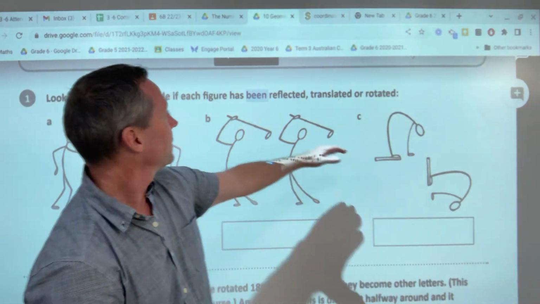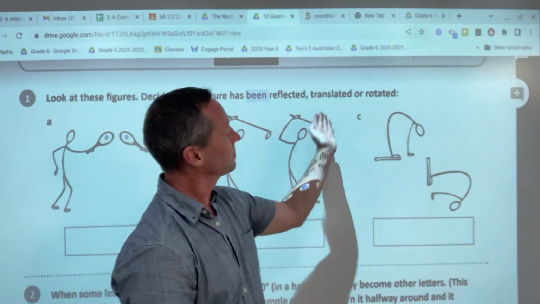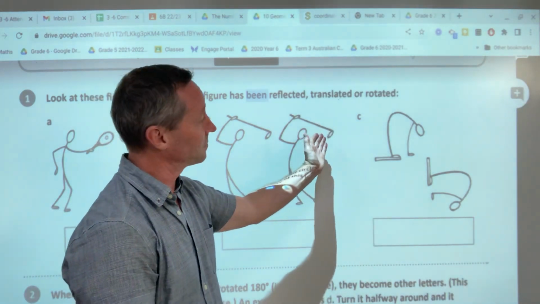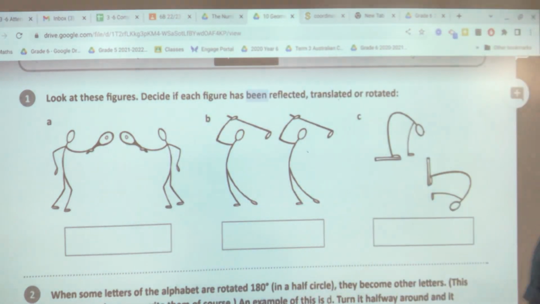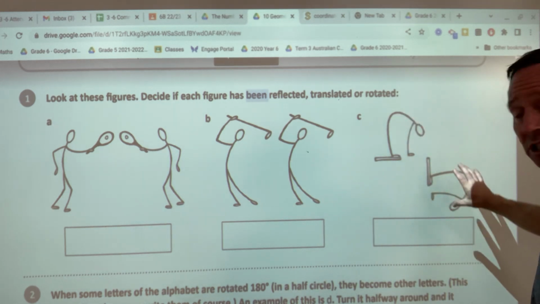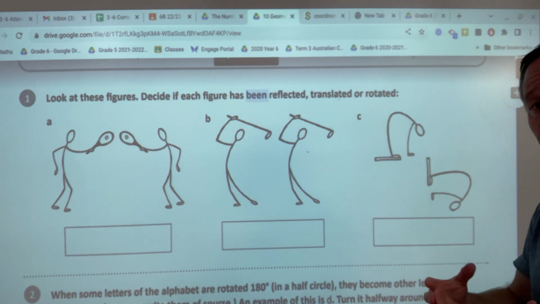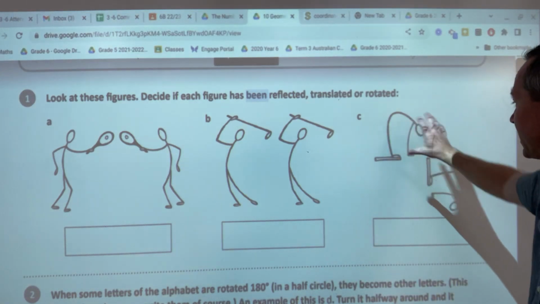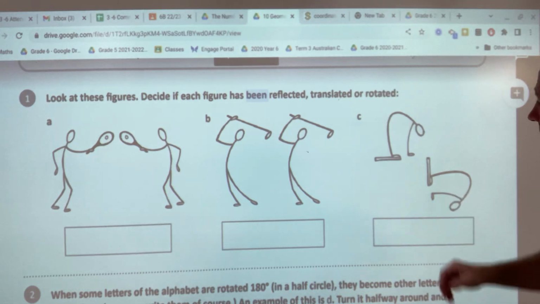This particular one, certainly not been reflected, certainly hasn't been translated, so this one must be rotated. So if I look at this one, would you say this has been rotated certain degrees, and how many would you say? You could get from here to this position in two different ways. Can you think of them? So I'm thinking of how many degrees clockwise, so you go from here to here, or how many degrees anti-clockwise, because you go from here to there. Have a think about that.